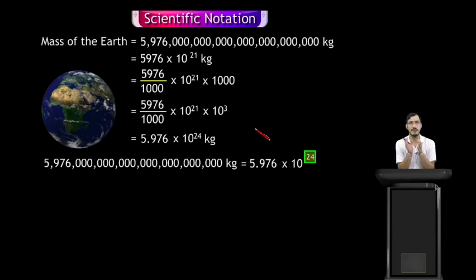So you can see the mass of the earth is 5.976 into 10 to the power 24 kg. This is the scientific notation, the exponential form, of the mass of the earth.